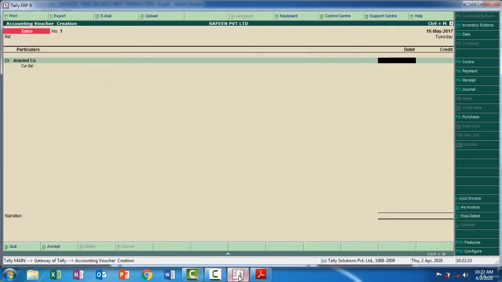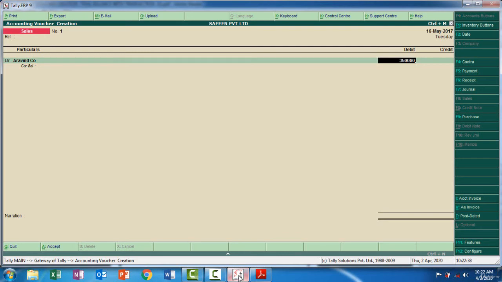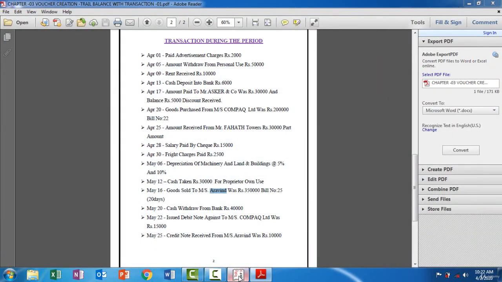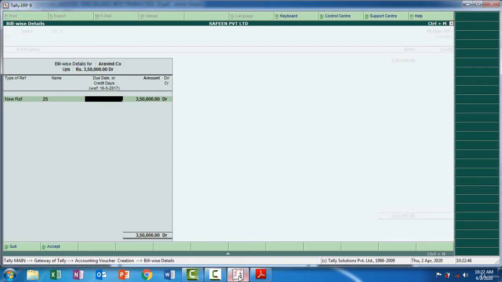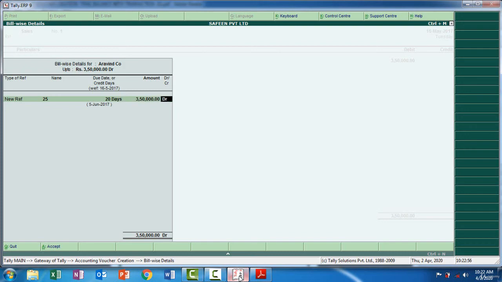Then yes, the amount is 350,000 we sold to Aravind company. It's a new reference. The bill number is 25. Due date is 20 days. Then enter.